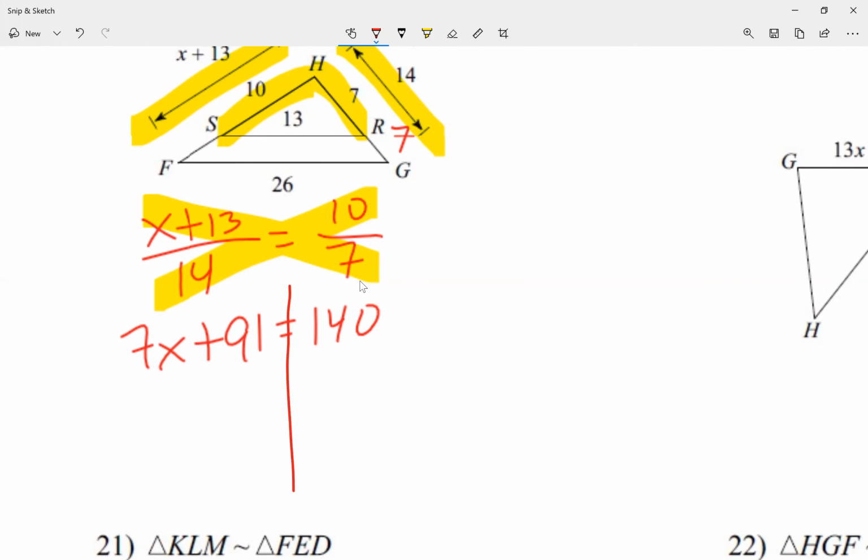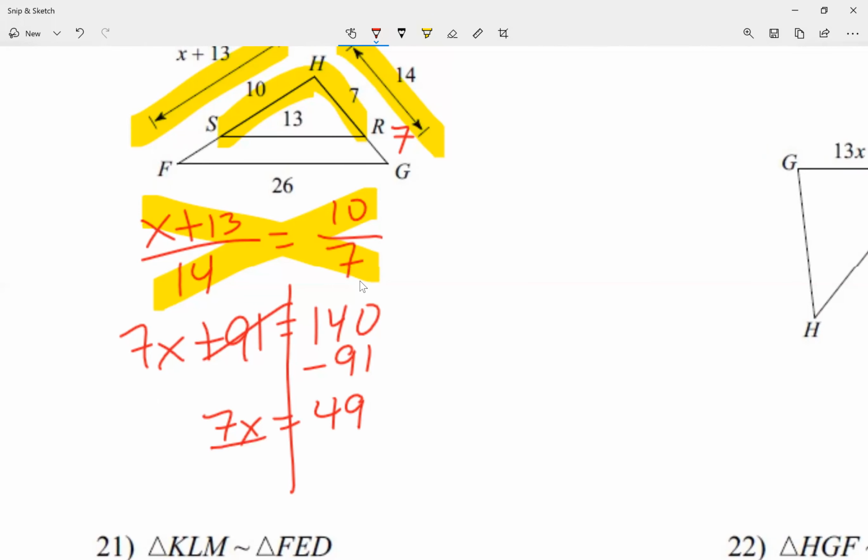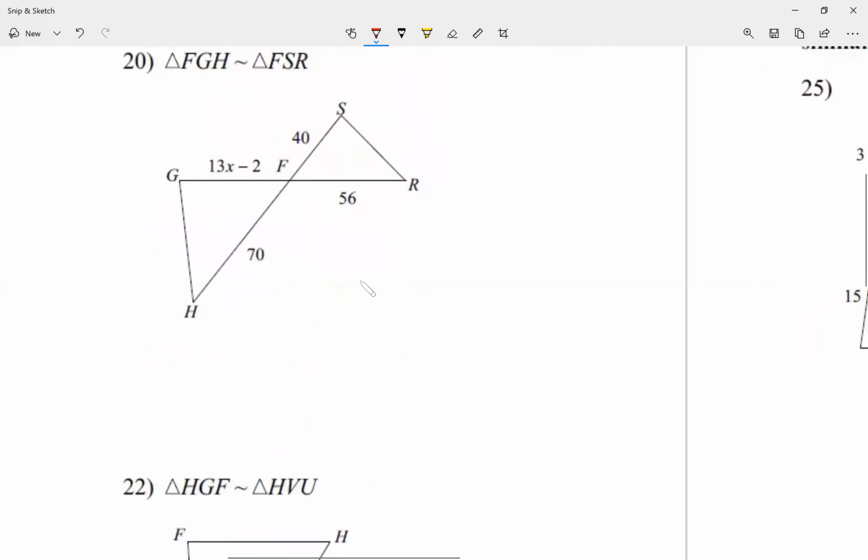Let me separate my sides through the equal sign. I want the 7x by itself. So the plus 91, let me move it to the other side as a minus 91. Let me not forget to switch the sign. So that's going to give me that 7x is equal to 49. Right, 140 minus 91 is 49. Let me divide both sides by 7. So I get x is equal to 7, right? 49 divided by 7 is 7. Let's take a look at question number 20.